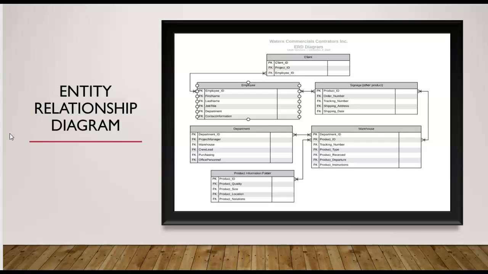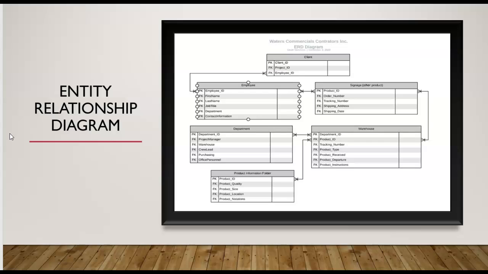So say the crew lead orders an exit sign. That exit sign will then be established with a product ID. It will then be given an order number and a tracking number, a shipping address, and a shipping date. From that information, the product ID will then be connected to the warehouse, who will then receive the product ID with the department ID that it has been ordered from.